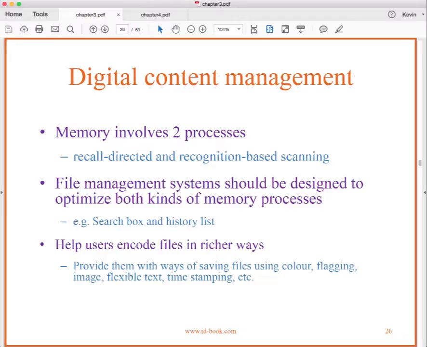Okay? So ideally, for our authors, a file management system should include them both. We have both of those capabilities. We ought to use them both. So we might, for instance, use a search box and a history list. Okay, so a search box would be causing the system to have to recall. No, sorry. For the user, a history list would be recall, and a search box. Well, it's kind of hard to tell.